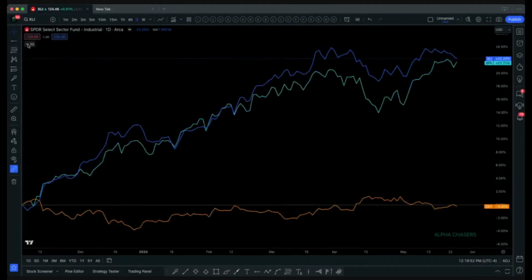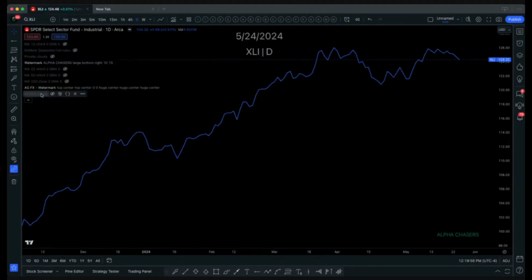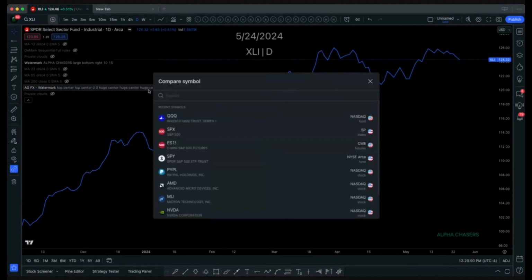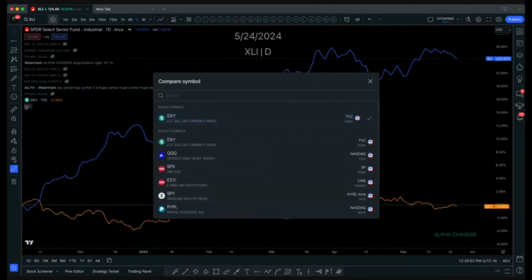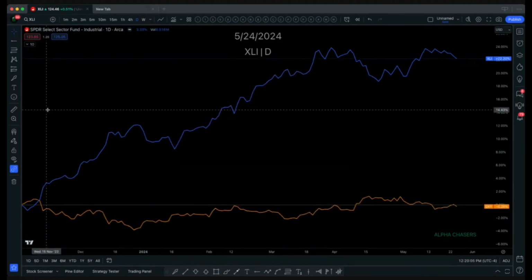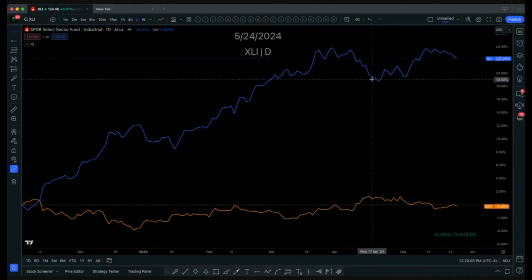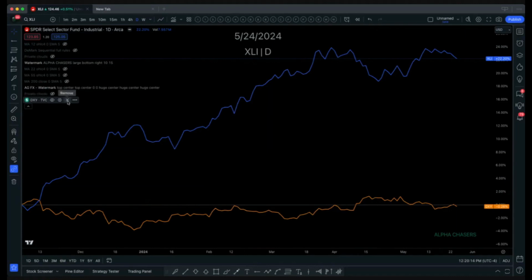So like, here's XLI, and let's do a different chart to answer this question. If I go XLI and then I go here and type in DXY, you'll see usually a pretty high correlation between what's going on there, a declining dollar, and then all of a sudden a bottoming and a rally in industrials. Nothing moves like industrials.